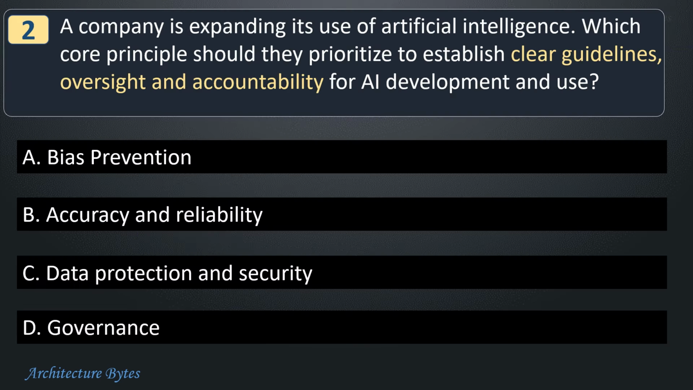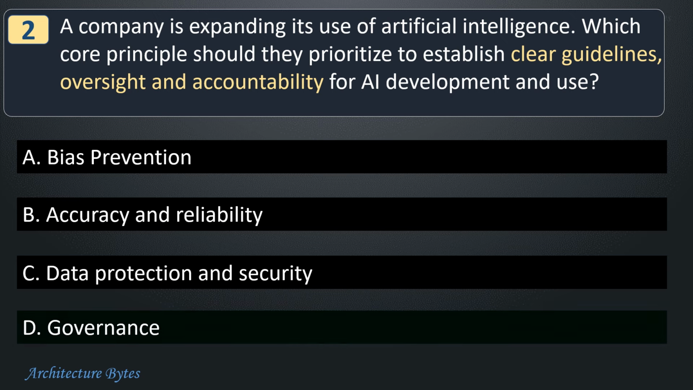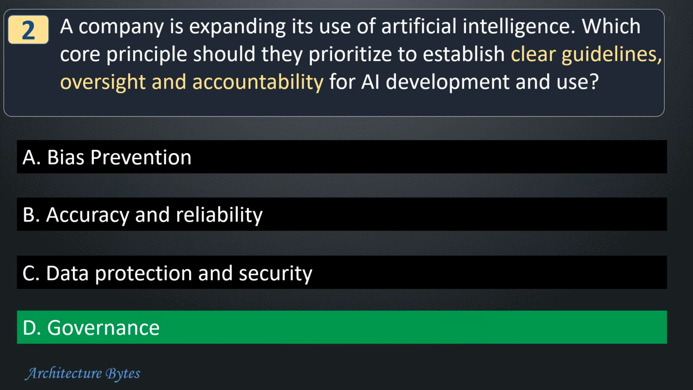A company is expanding its use of artificial intelligence. Which core principle should they prioritize to establish clear guidelines, oversight, and accountability for AI development and use? Our options are bias prevention, accuracy and reliability, data protection and security, or governance. Option D, governance, is the right answer here.